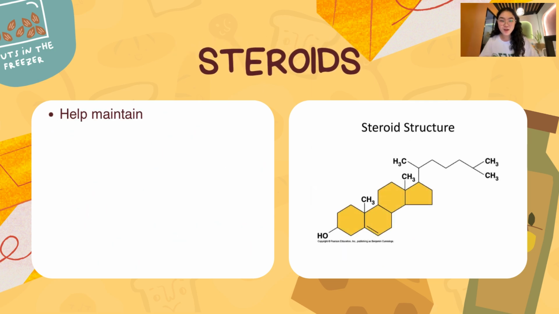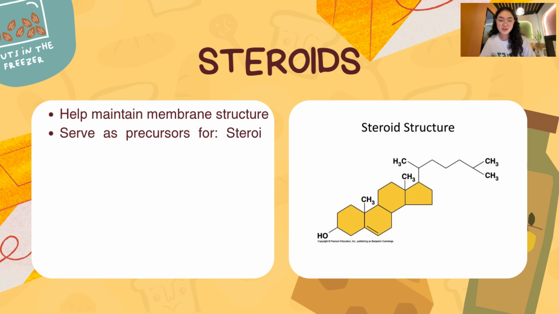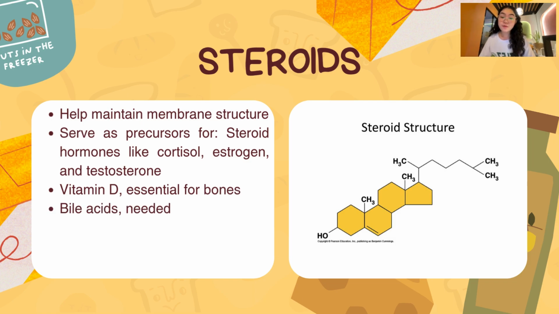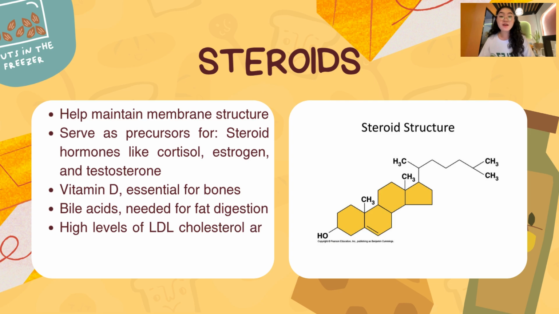Lastly, let's talk about steroids, particularly cholesterol and its derivatives. Cholesterol often gets a bad reputation, but in moderation, it's actually essential. It helps maintain the fluidity and stability of cell membranes, especially in animal cells. Without cholesterol, our membranes would be too rigid or too fluid depending on the temperature. So you could call it a quality control agent of the membrane.